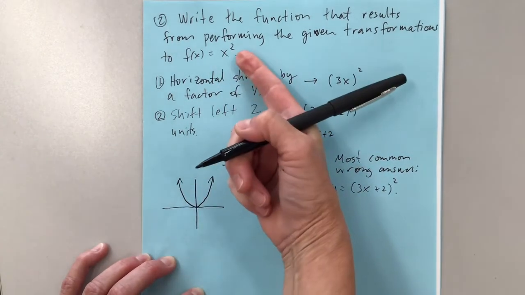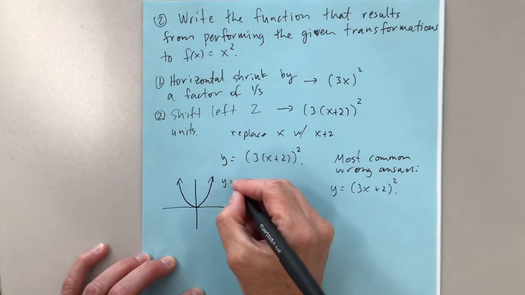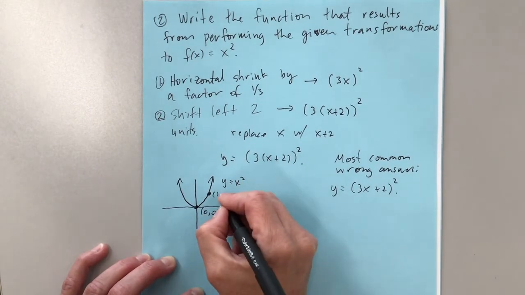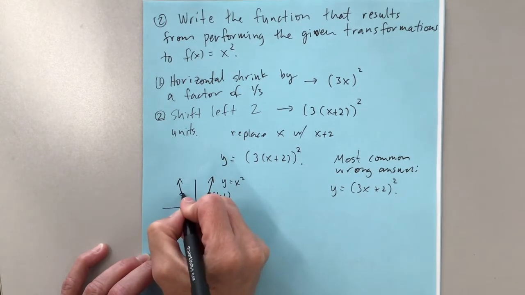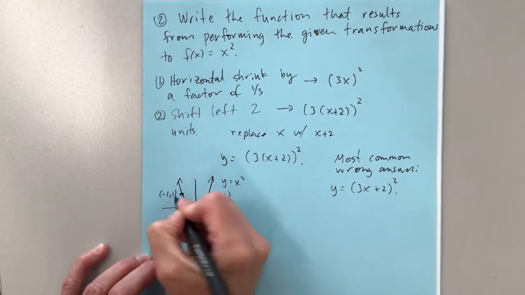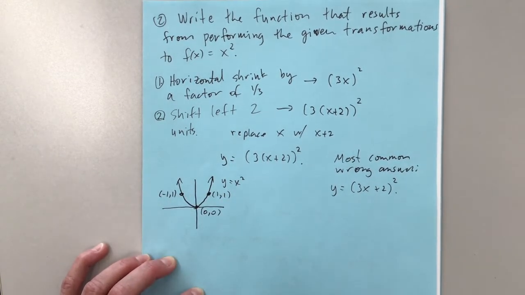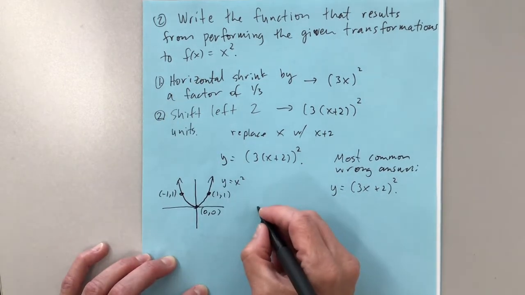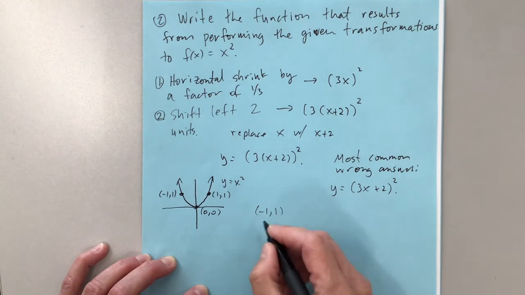So again, I'm going to graph y equals x squared here. So I have the point 0, 0. I have the point 1, 1. And I have the point negative 1, 1. So I'm going to find out where all 3 of those points go under these two transformations. All right? So I'm going to list them here.